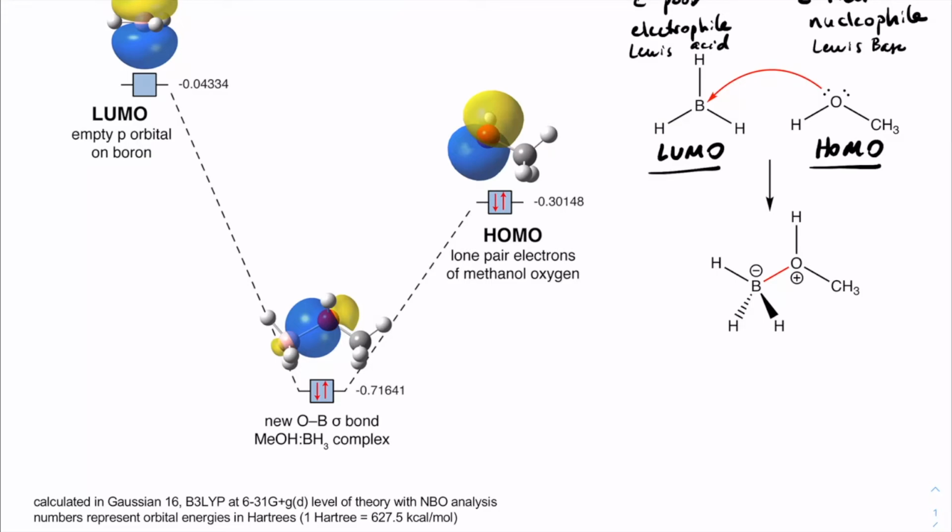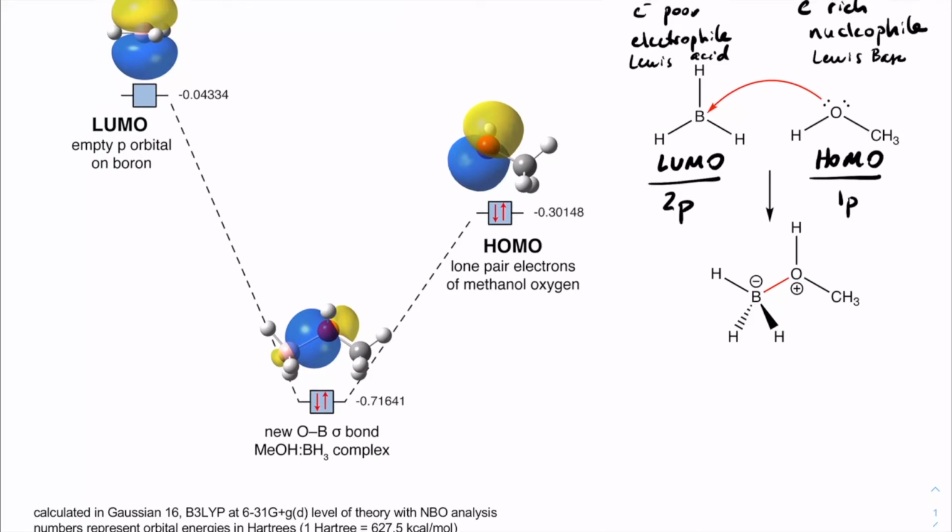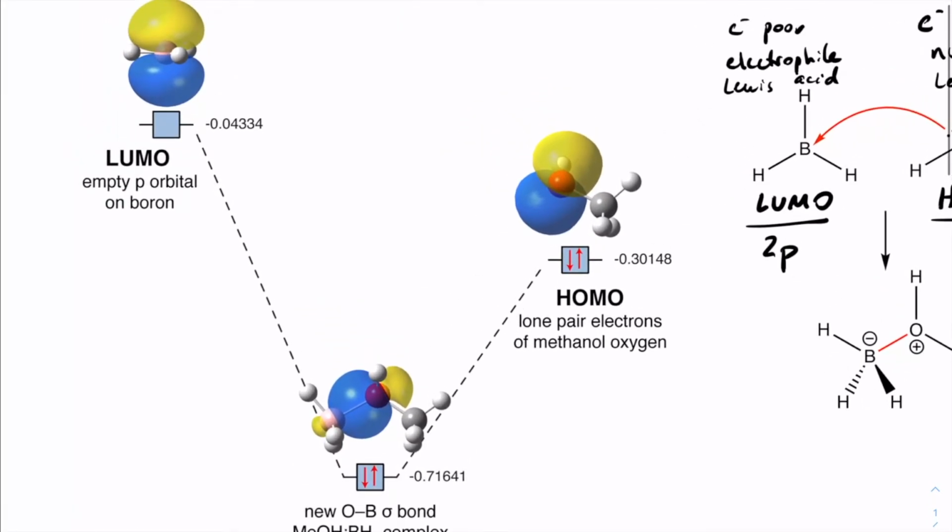Now, my goal for you is that once you've completed the study guide, you should be able to look at methanol and say, oh, sure, the HOMO is the non-bonding lone pairs on that oxygen. And we'll talk through that in a minute. I also would like you to be able to look at borane and say, oh, yeah, the LUMO is the empty p orbital on boron. But even if you're not there yet, this is still instructive.